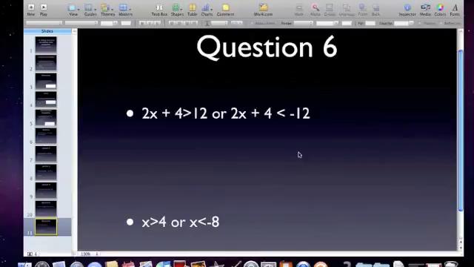Question 6. 2x plus 4 is greater than 12, or 2x plus 4 is less than -12. Solve it out: x is greater than 4 or x is less than -8.